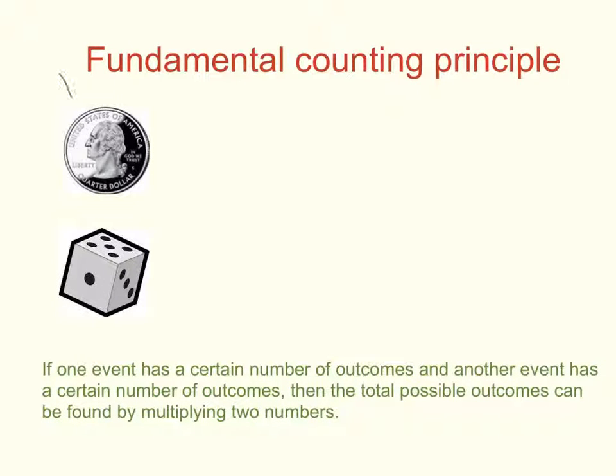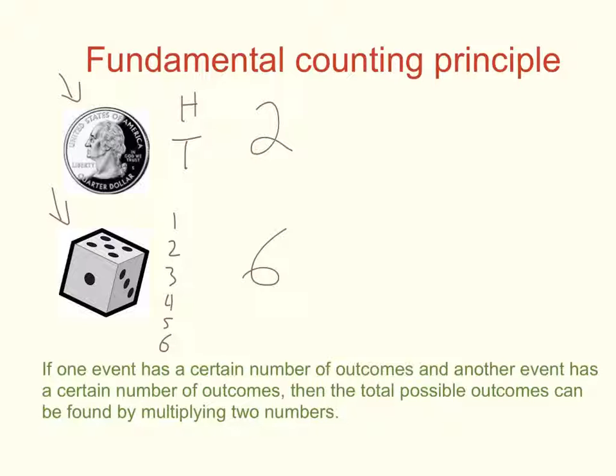Now, here's what that means. If we were to flip a coin like this one, we know that when we flip it, one of the outcomes could be it could land on heads, the other could land on tails, right? There's two possible outcomes if we flip that coin. Now, if we roll this die here, there's 6 possible outcomes, right? The numbers 1 through 6 could come up, so there's 6 possible outcomes.